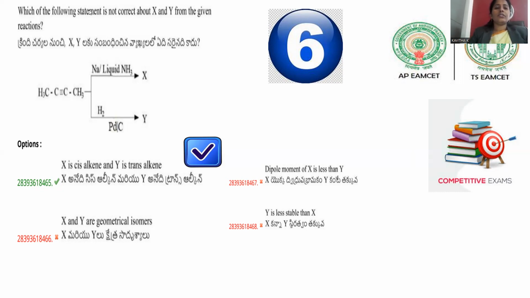The question is, which of the following is not correct about X and Y from the given?